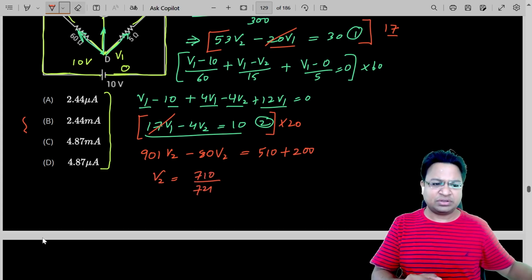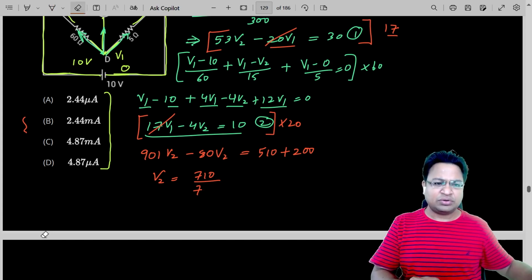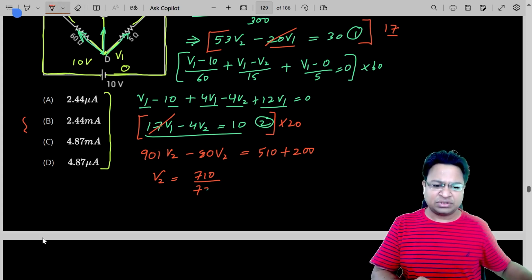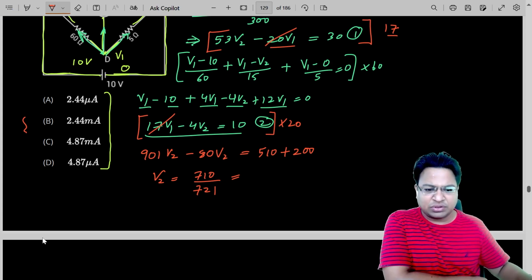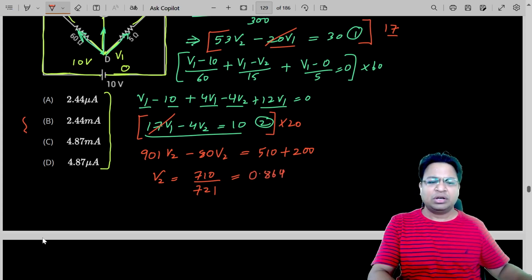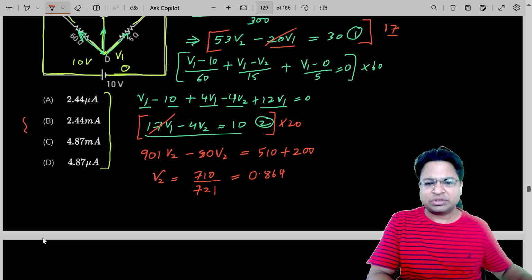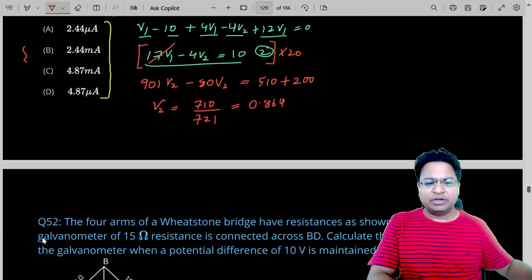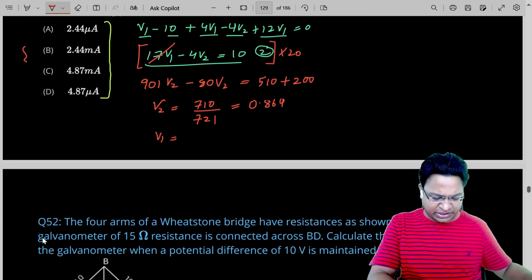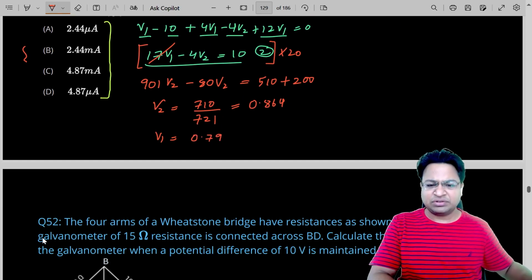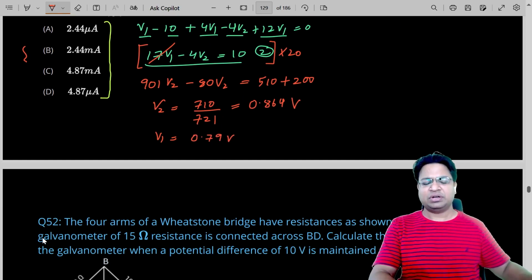You can check the calculations also. So that becomes 710 upon 721, and this number, when we calculate it, comes out to be around 0.864. So you've got the value of V2. Now you can substitute V2 in either equation 1 or equation 2, and when you do that, you will get the value of V1 as 0.79. All right, I'm saving the calculation efforts, guys. You can confirm this by yourself.